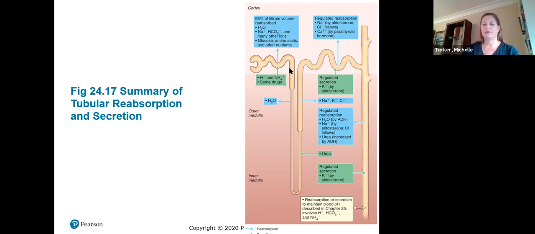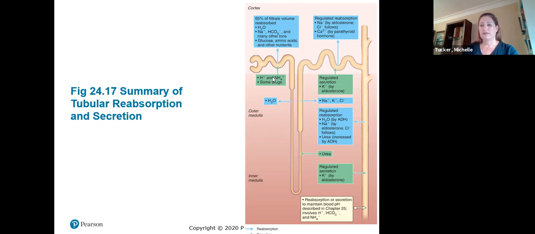So today we're going to look at the loop of Henle, the distal convoluted tubule a little bit, and also the collecting duct. We're going to go through the rest of this tubule system and look at how the remainder of water and sodium are reabsorbed, as well as how the kidney produces either a dilute urine or a concentrated urine.